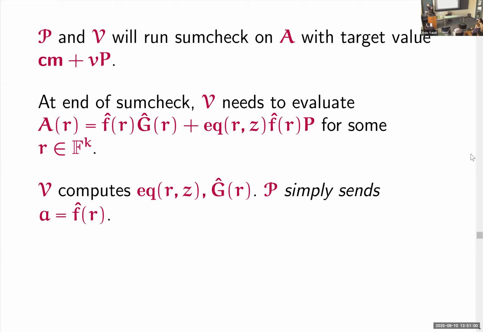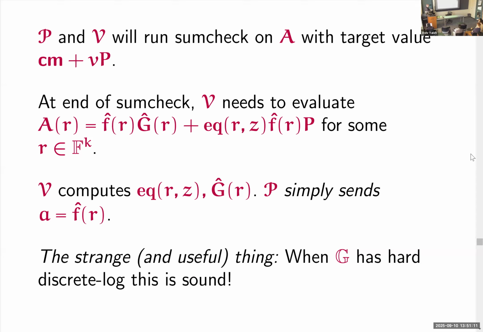And the strange thing is that P can simply send F of R. And the strange and useful thing is that when G has hard discrete log, you can prove that this is sound, even though the prover is just choosing a value that is supposedly F of R at the end of the protocol. So it can be very adaptive, seemingly. This is still sound. It doesn't break.